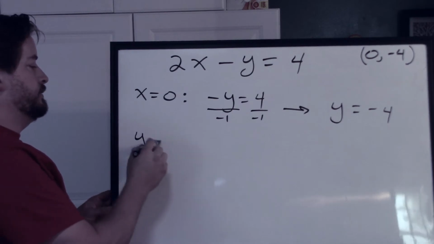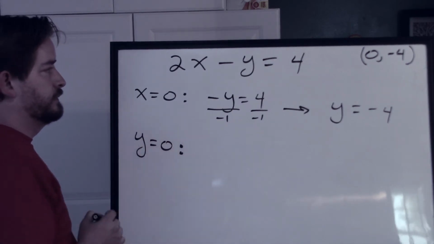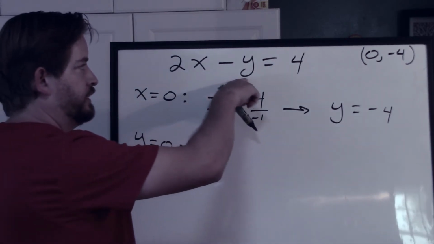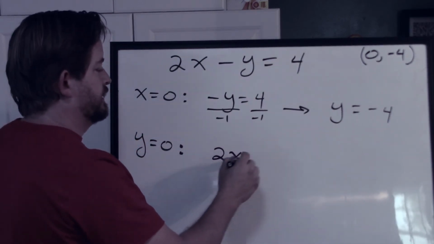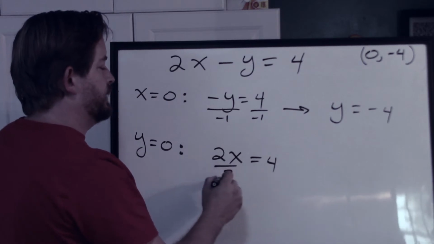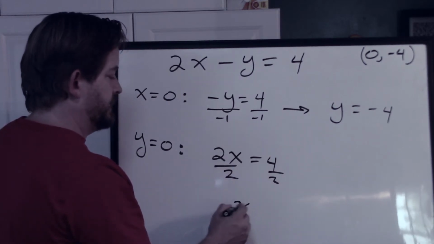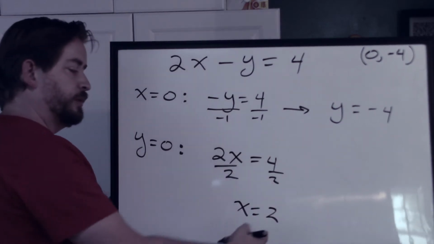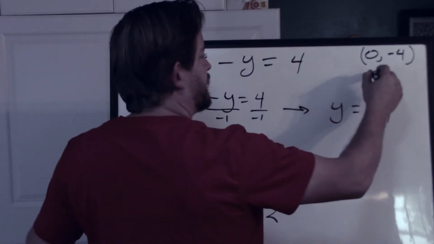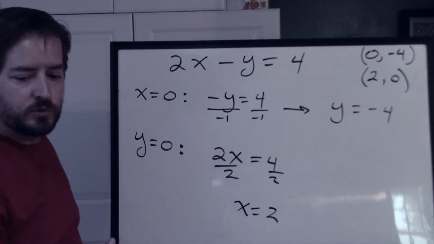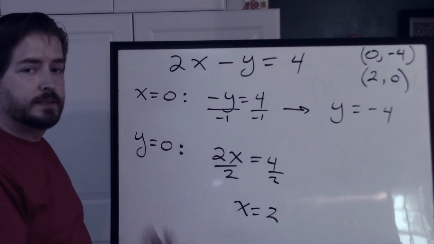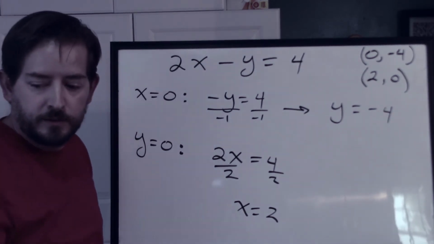And then if y is equal to 0, then this middle term is gone, the y is gone, so it's just 2x minus 0, which is still 2x, equals 4. If we divide each side by 2, then we can see x equals 2, giving me the point (2, 0). Again, with almost no effort, all I did was throw in zeros, which throws away a term. I have 2 points, that's all I need because it's a straight line.